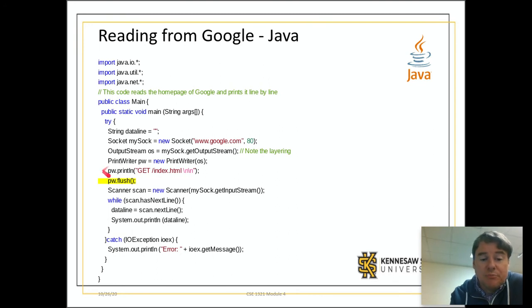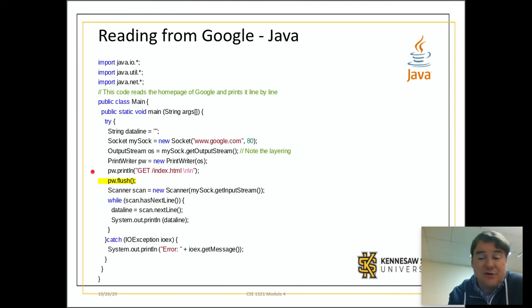Now I'm going to do a print on that socket. So I'm saying pw.println, and what I'm typing is this very, very strange thing where I wrote GET space /index.html followed by 2 carriage returns. Those carriage returns are critical, as it turns out. Okay, pausing from the lecture for just a moment, let me explain what's going on here. This is the HTTP protocol. This is how you request a page from a remote server.